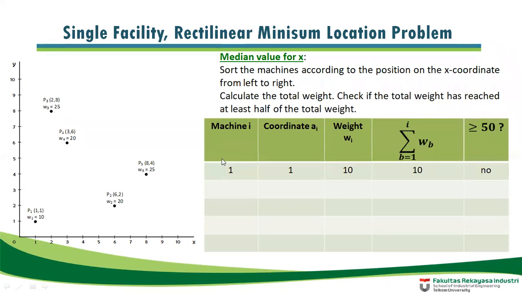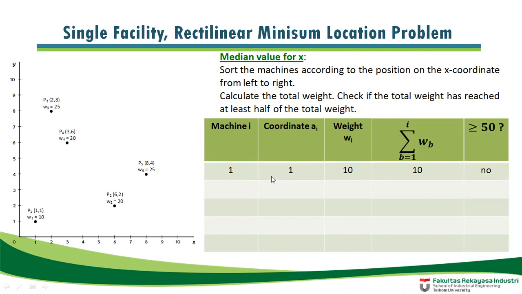So first, P1, or we can say machine 1. In these problems, we can assume that a machine is just like a retailer. So it is placing a facility, but in my case, I will call it a retailer, so you can easily figure out the actual problem. So let's say this is the first retailer, and the coordinate is 1.